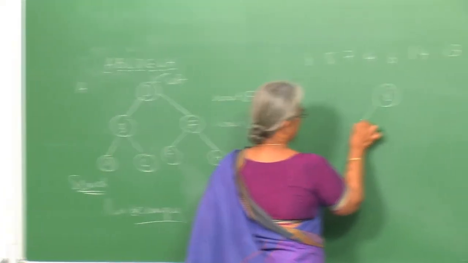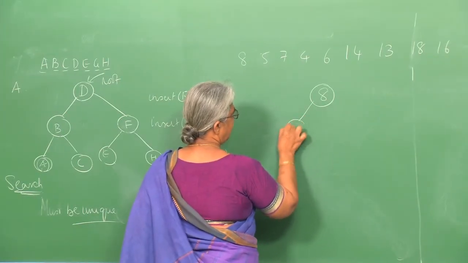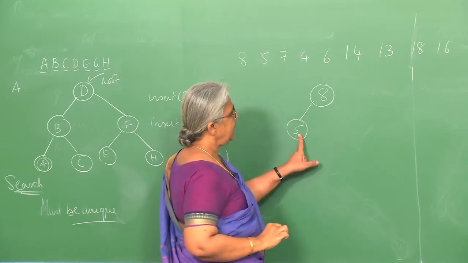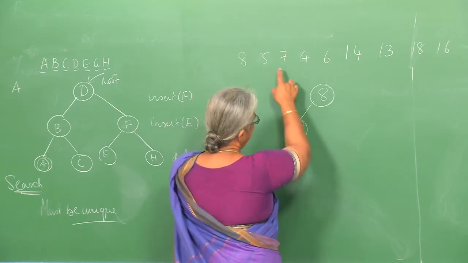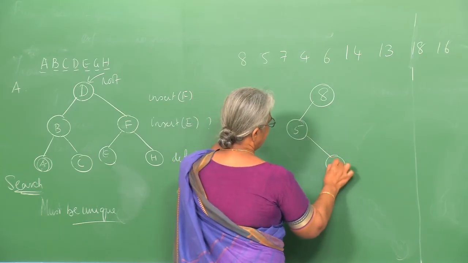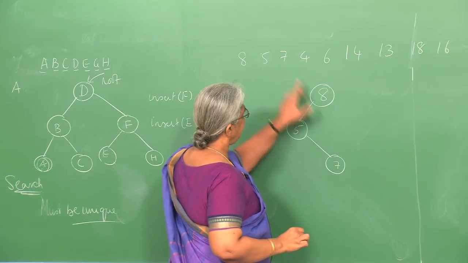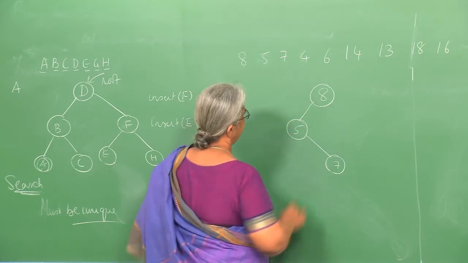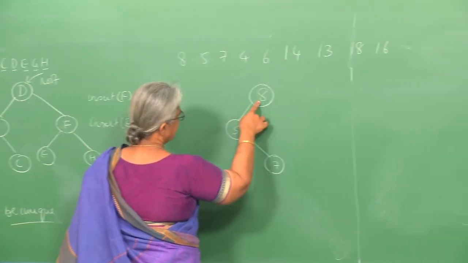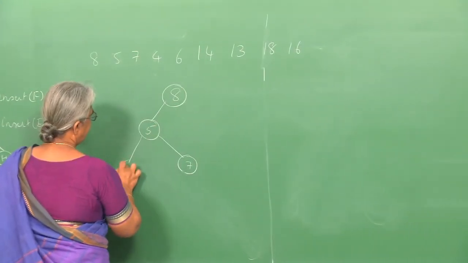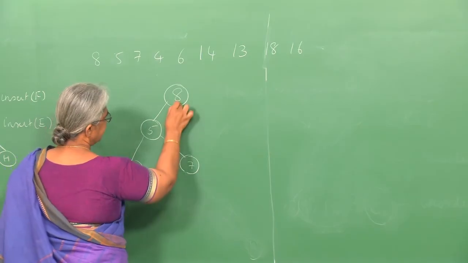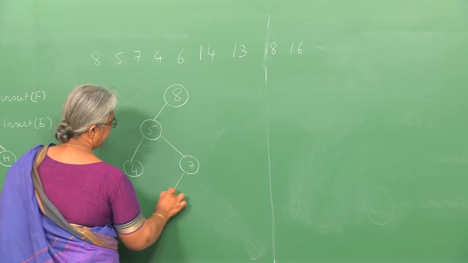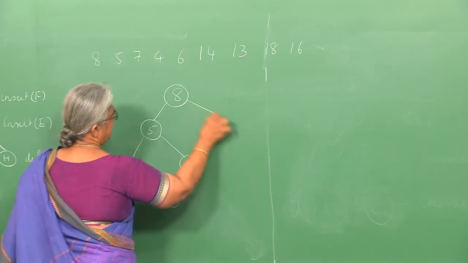The next I come across the node 5. 5 is smaller than 8. Therefore, I make it the left subtree. Notice that again it is being inserted as the leaf node. Then 7, you compare with 8, 7 is smaller than 8, greater than 5, therefore, it has to become the right subtree of this. 4 compare with 8, smaller, but smaller than 5, therefore, 4 goes over here. 6 compare with 8, compare with 5, compare with 7 and then it comes over here.